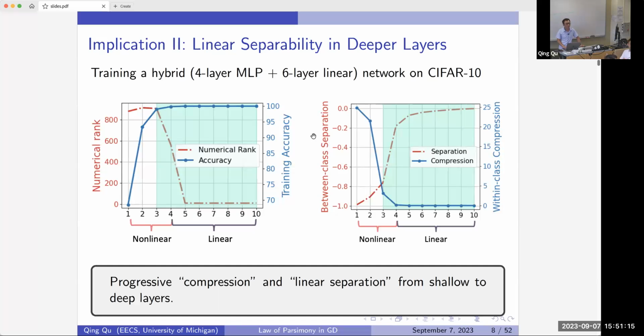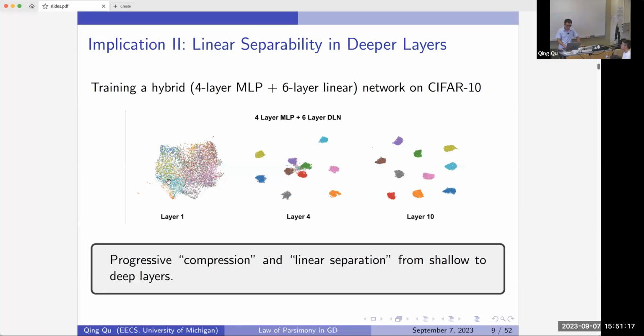No nonlinear activation. And what you can observe for this hybrid network is similar phenomena: the features are linearly separable and they are compressed across the layers of the network. So this motivates us to study the phenomena in nonlinear networks. Maybe the first step is to look at the training in deep linear networks.